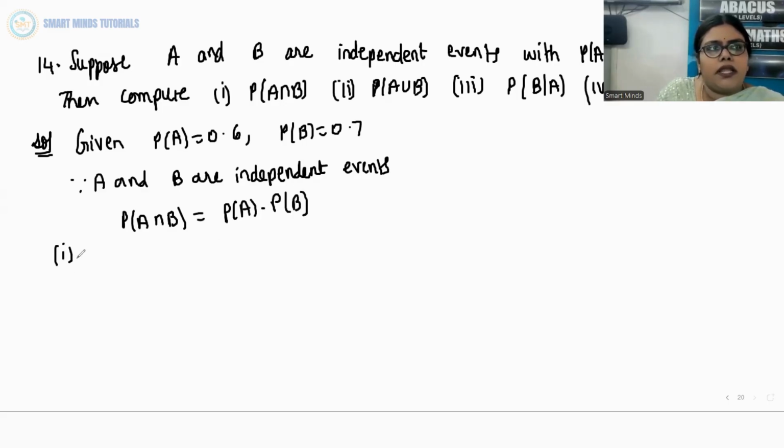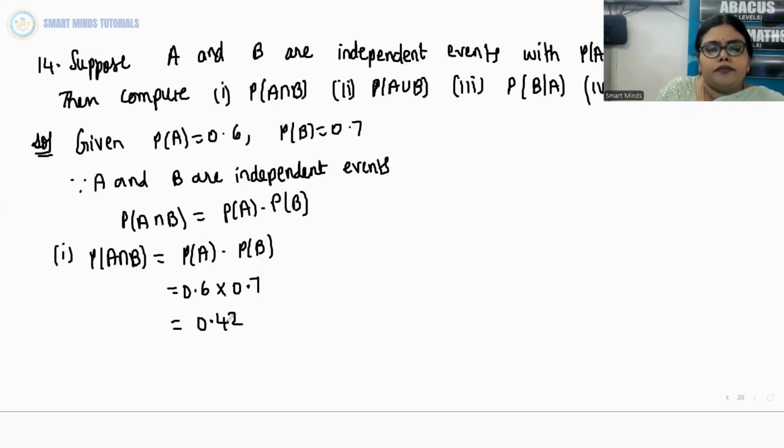So first we will take the first bit, P(A ∩ B). As I just told you, we can write it as P(A) × P(B). So P(A) is 0.6 times 0.7. So that is 0.42. Just multiply 6 into 7 and before 2 digits you place a point.